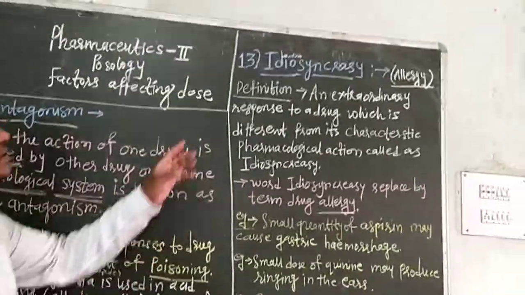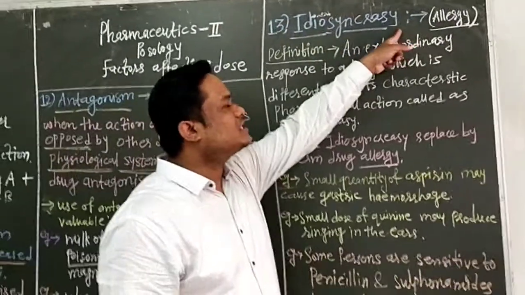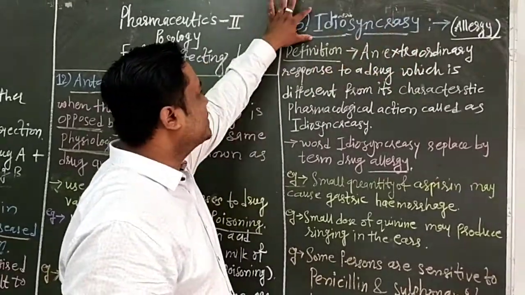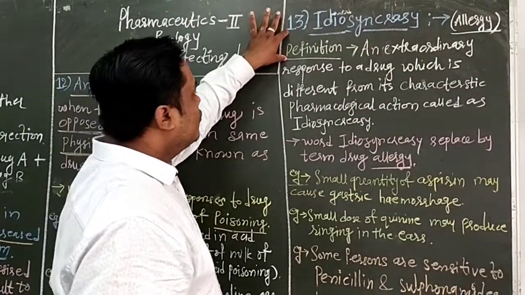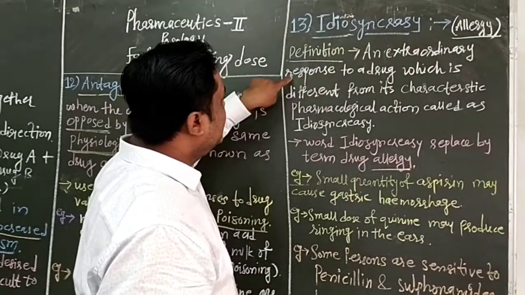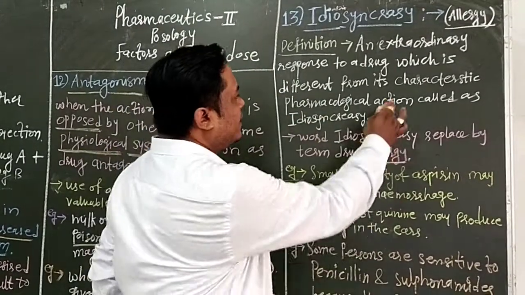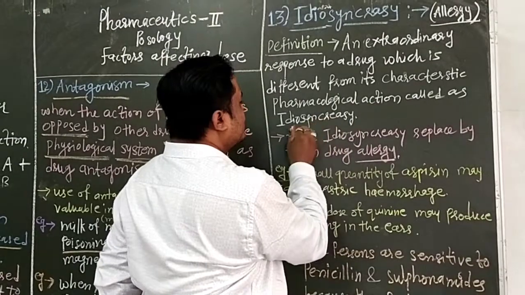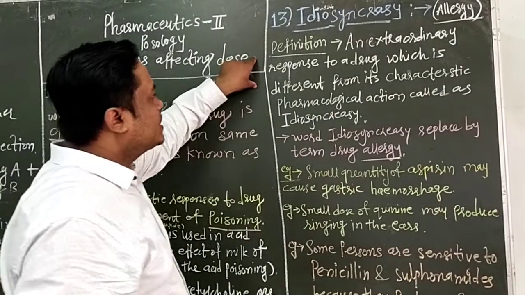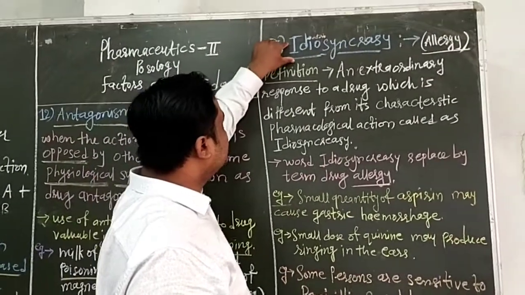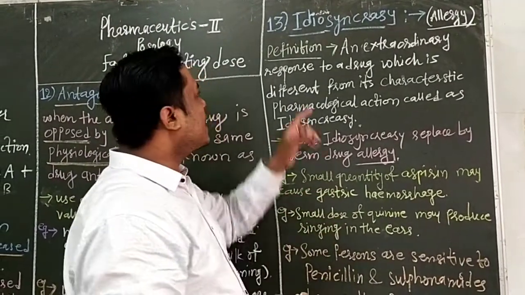Then the next factor affecting dose of drug is idiosyncrasy. Idiosyncrasy simply means allergy. This word is replaced by drug allergy. What is the definition of idiosyncrasy? When there is an extraordinary response to a drug which is different from its characteristic pharmacological action, it is called idiosyncrasy. The drug which normally gives a pharmacological response gives an extraordinary response in this allergy or idiosyncrasy.